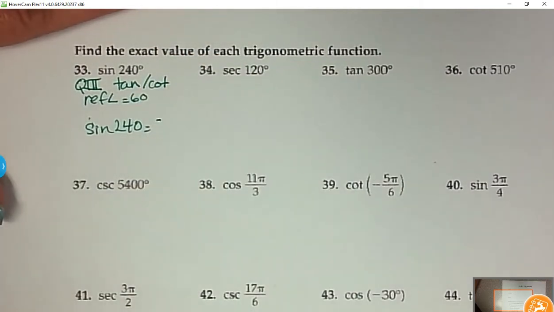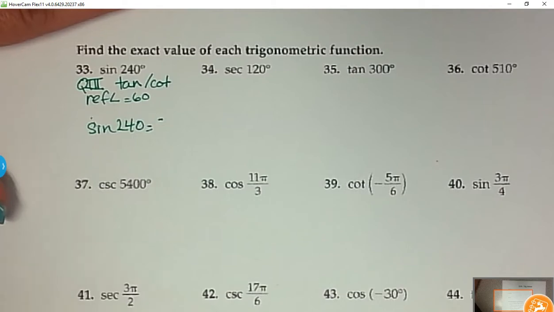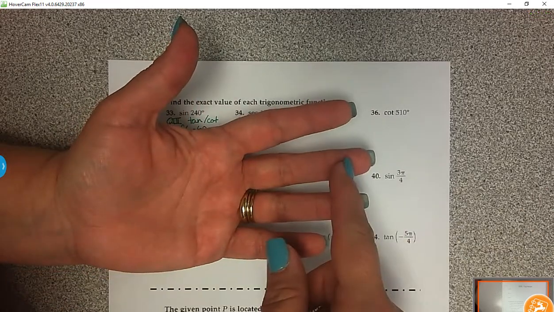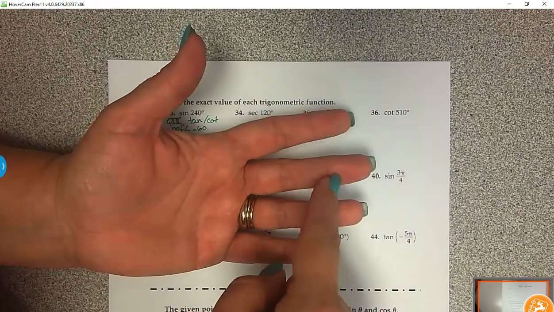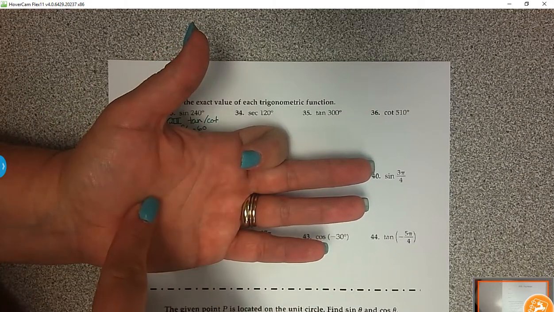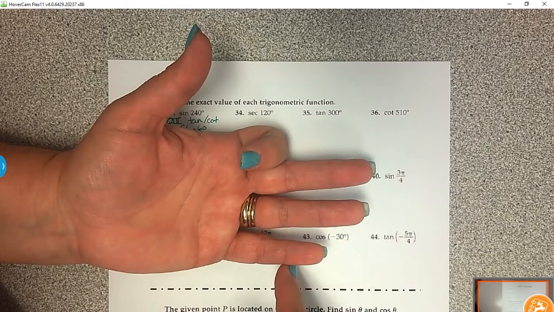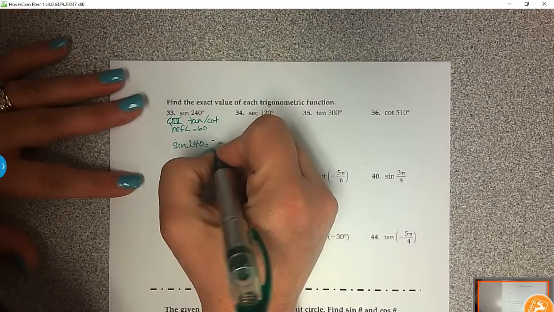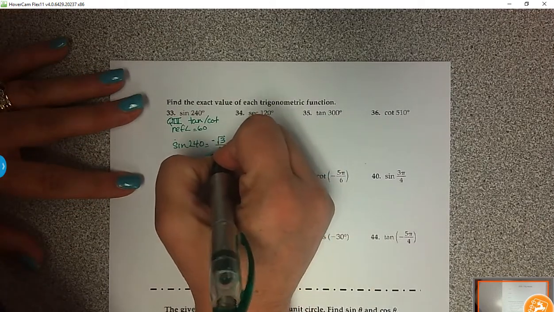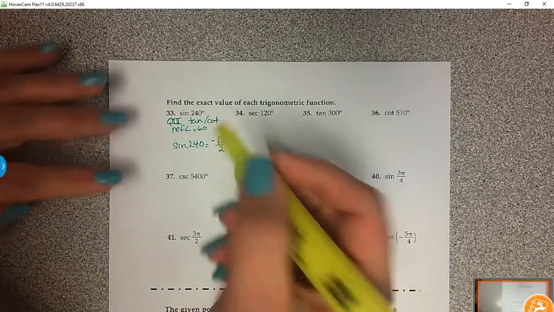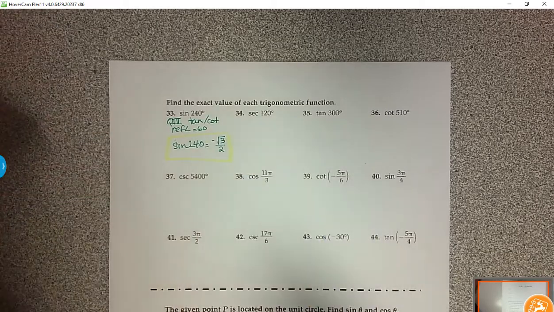And then I'm going to find the sine. And we've done that using the trig on our hand. 60 degrees is here. 0, 30, 45, 60. In your ordered pair, your cosine comes first, your sine comes second. So the sine of 240 is square root of 3 over 2. And we already figured out it was negative. So the sine of 240 is negative square root of 3 over 2.